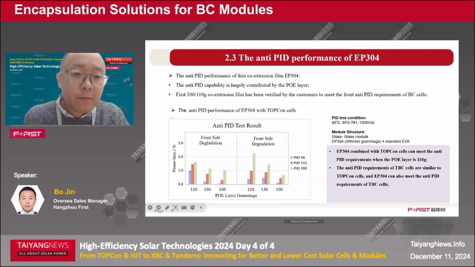You can see that from the front side, and sorry, this is the back side. From both sides, we tested different EPE material with different thickness of POE layer in the middle, and we see that 110 grammage for the POE layer is actually enough for TOPCon cell for the anti-PID property, and we also find a similar result for the TBC cells.